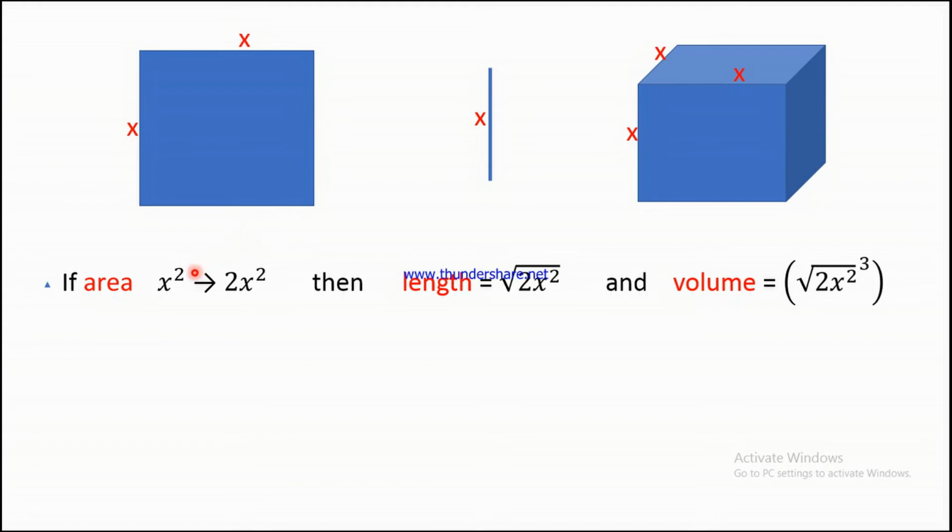Now, if area is doubled, here x square has been changed into 2x square, then what happens? It is the best policy to go to the one-dimensional unit. The length would be changed as root of 2x square. 2x square is constant, root of 2x square, because it has two dimensions, it has one dimension, so root of 2x square is the length.